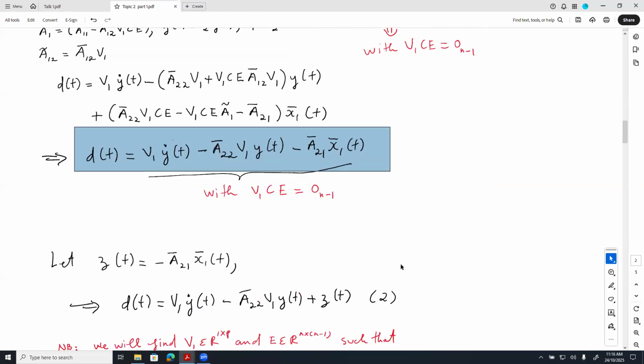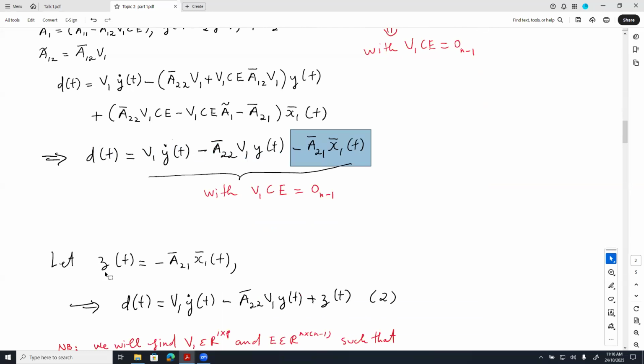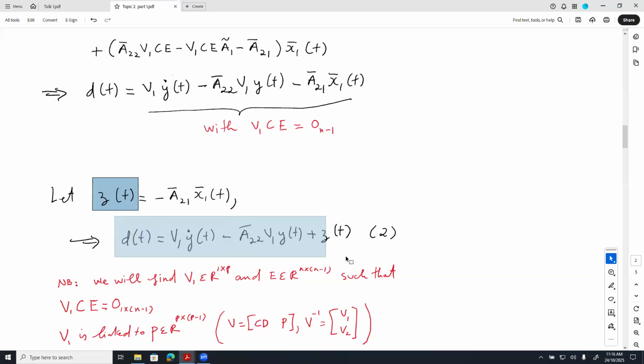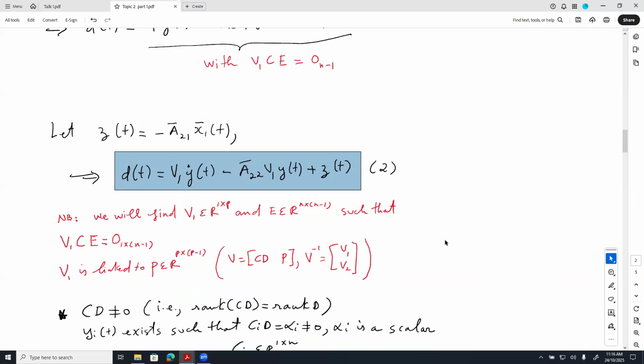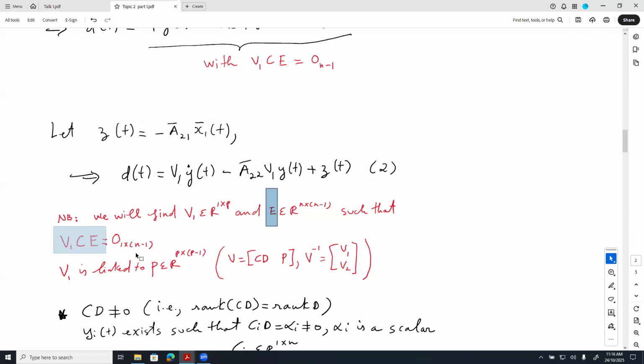Now, if we let that term be called C of t, it is actually a linear function of the stack vector. So we can write it down according to this form in here. What we aim to do next is to find a matrix V1 and a matrix E so that this expression holds true.